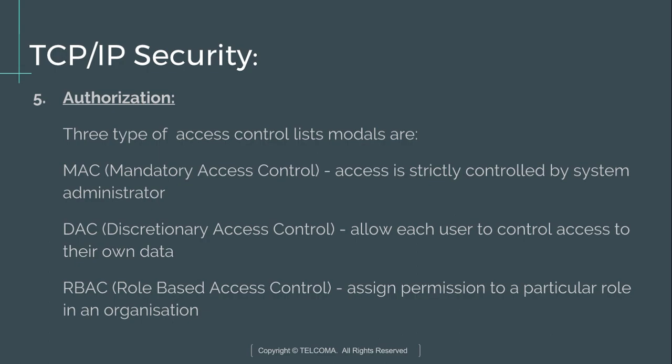Next is role-based access control, in which permissions are assigned to a particular role in an organization. So RBAC is the real-world structuring of access control. Access under RBAC is based upon the user's job function within the organization. For example, an accountant in a company will be assigned to the accountant role, gaining access to all the resources permitted for all accountants in the system. So this is all about TCP/IP security.